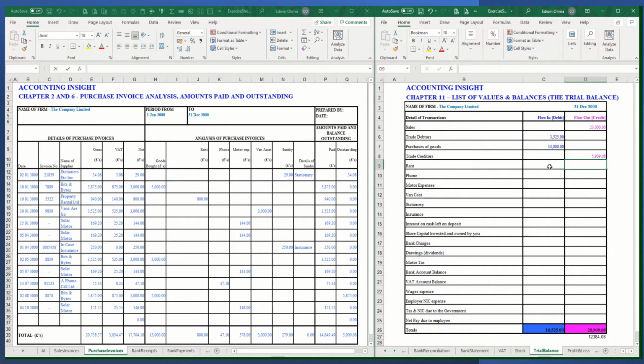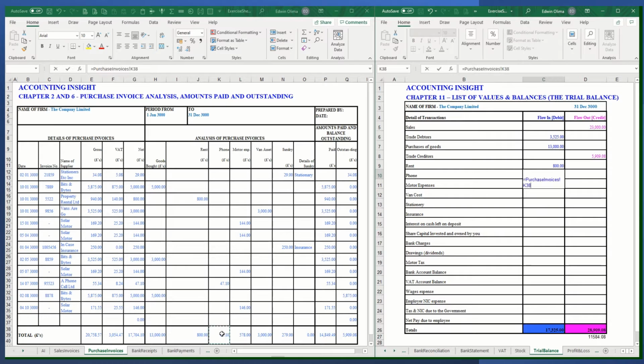The next is the rent we paid out. This we can see is listed also in our purchase invoice analysis there. So that is the value of rent or services we got from the premises we're using for trading. That will be a debit. Put that in there. Next would be the phone expense.